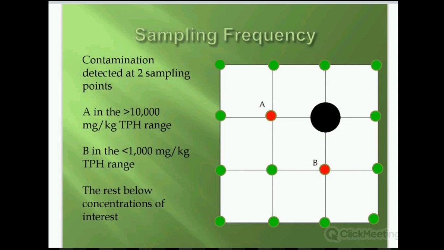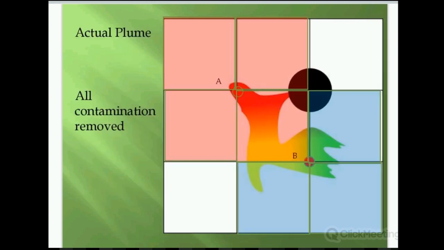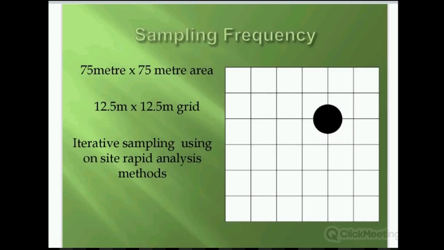So what is the remediation strategy for that? Well, we will cut out those areas that are in the pink, the four sectors there, and all going as hazardous, and the three blue ones as non-hazardous. Total loads: 109 hazardous loads and 80 non-hazardous. Well, job done, all the contamination's gone, everyone happy. However, what if we did it a different way?